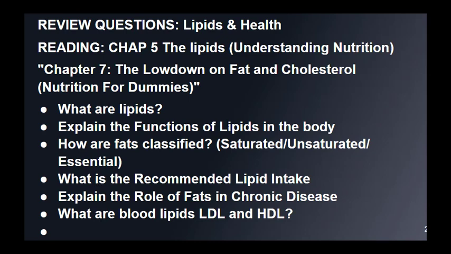We'll look at the various functions that lipids have in our body. We'll see how these things are classified as either saturated fats, unsaturated fats, essential fats. We'll look at the recommended fat intake, have a look at the role fats play in development of chronic disease. In particular, we'll look at the blood lipids, LDL and HDL.